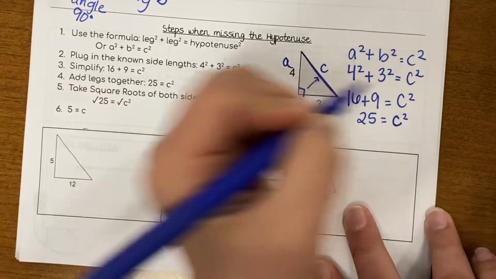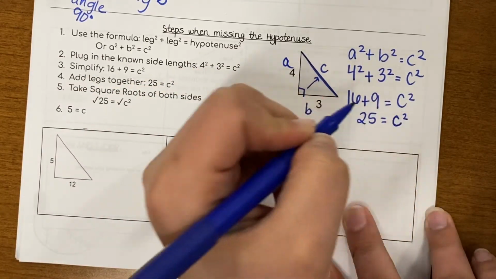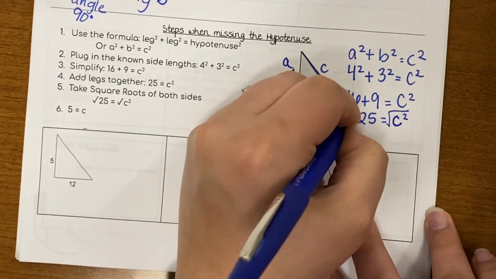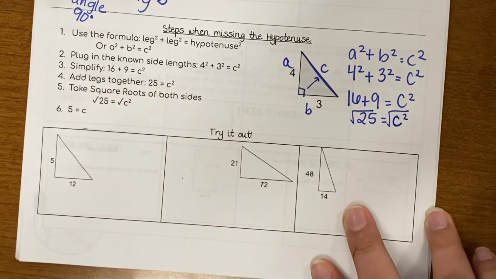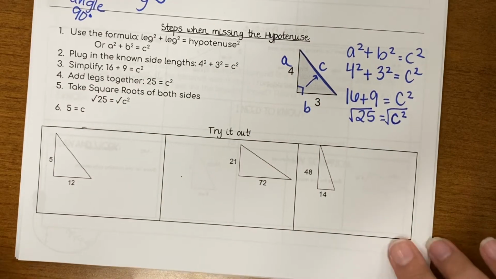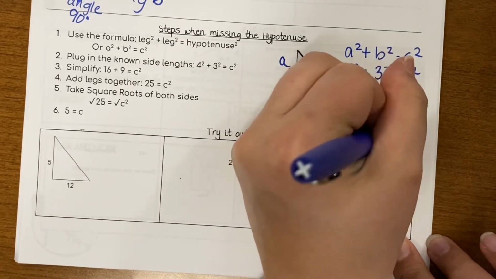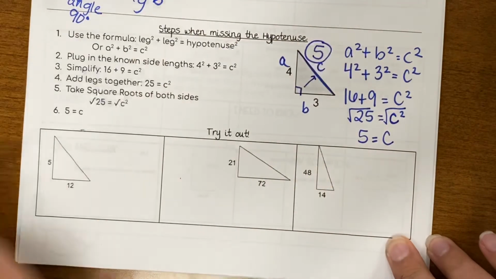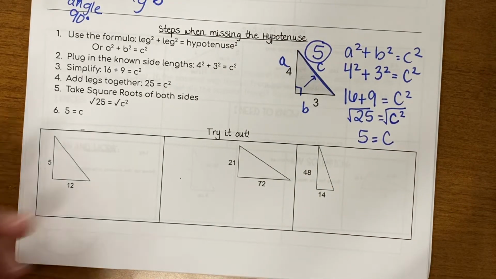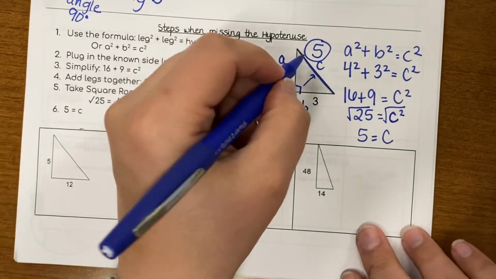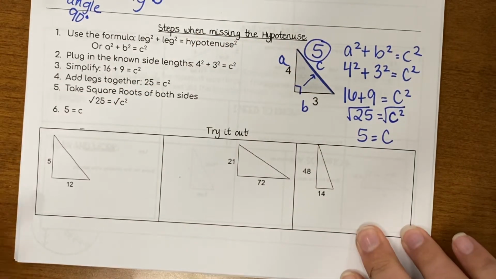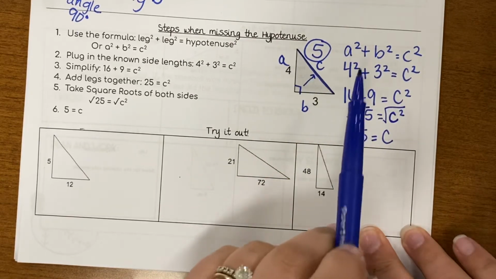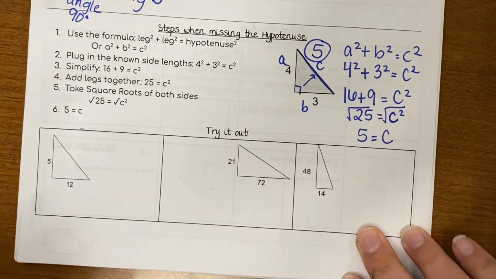So how I cancel out that squared right here is I need to take the square root. And if I do it to one side of my equation, I have to do it to the other side. So I need to figure out what the square root of 25 is. And the square root of 25 is 5. So c equals 5. So these are the steps when you're missing the hypotenuse. Whenever you are missing that longest length of your triangle, you plug in your a into your Pythagorean theorem, you plug in your b into your Pythagorean theorem, and then you just solve to get c by itself.